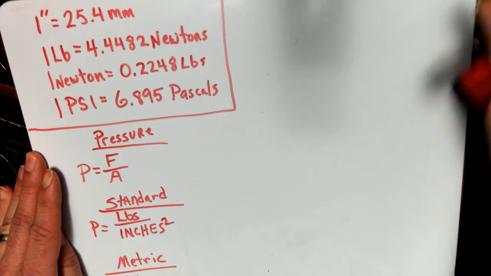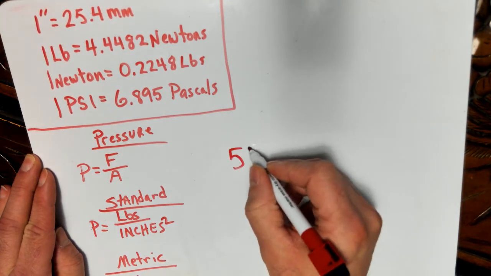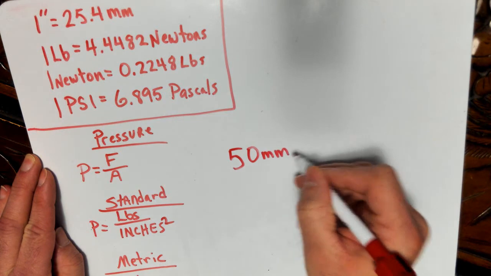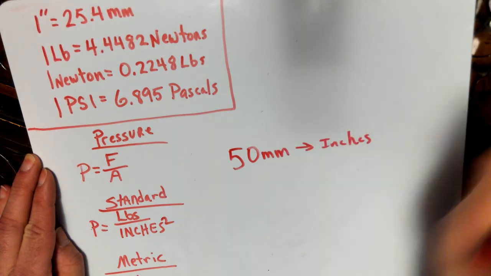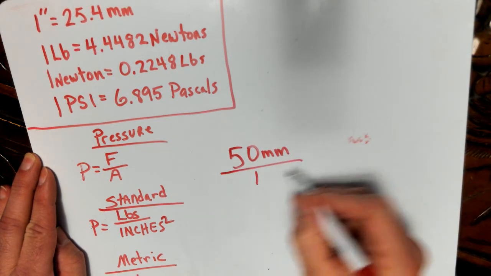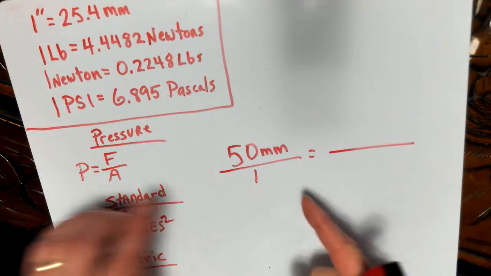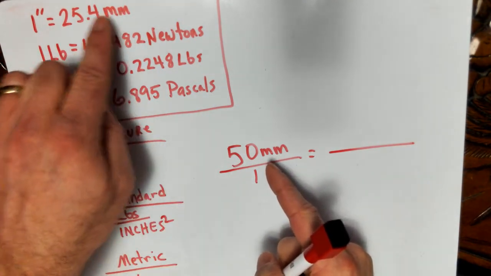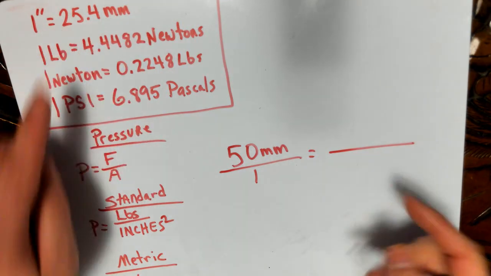Let's do this. Let's go backwards. Let's say I've got 50 millimeters, and I want to know what that is in inches. All right, so again, put the 50 over 1 equals, and I come up here and I've got millimeters, but I want inches, so there's my millimeters, and I need inches. So this is my conversion factor up here at the top.